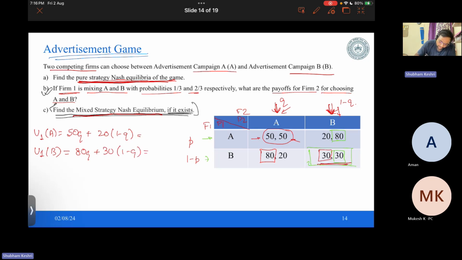80Q plus 30 into 1 minus Q. So if we solve this, what will be the values? 30Q plus 20. And what will be this value? 50Q plus 30.